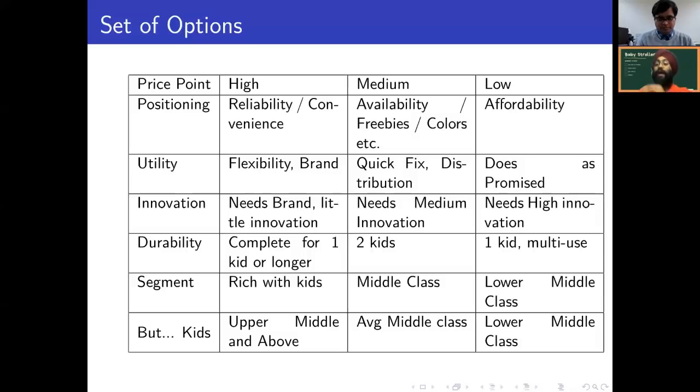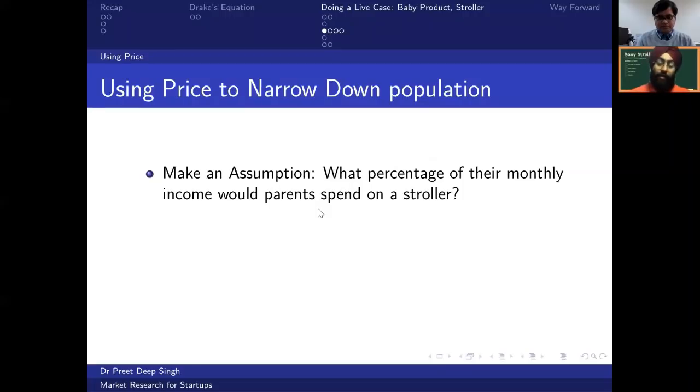Because people are aspirational for their children. People want to spend more, right? Similarly, your average middle class will also buy your medium product. The lower middle class and above will get your affordable product, right?